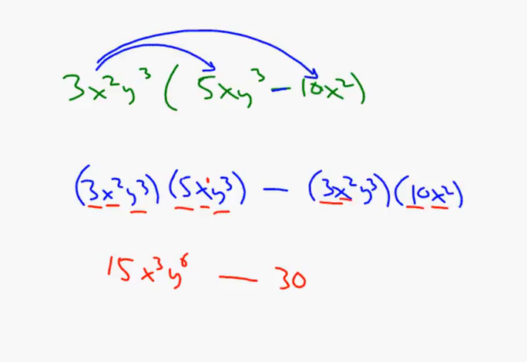X squared times x squared is x to the 4th. And then y cubed times, well, there's no power of y here, so it's just y cubed. There you go. There's your answer.